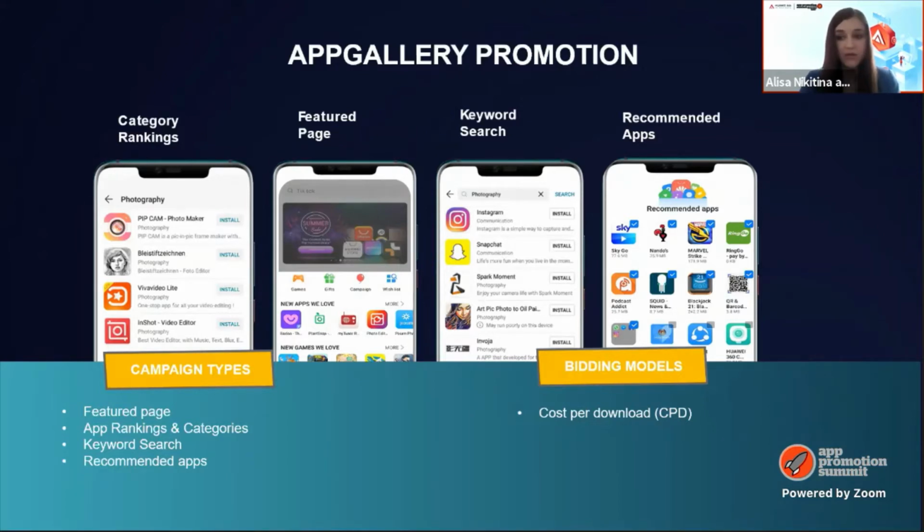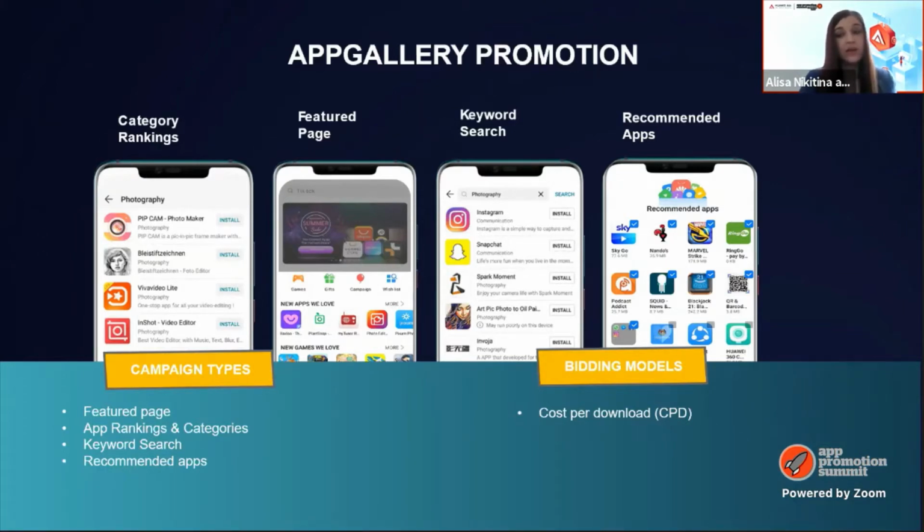So category rankings help you increase your app exposure. You can set different bidding prices for different keywords. Then featured page, you can feature your app in the sections new apps we love, new games we love, another section app ranking or game ranking. Keyword search, basically you can guide the users to download your app. When a user enters related keywords before pressing the search button, that's when the ads appear.